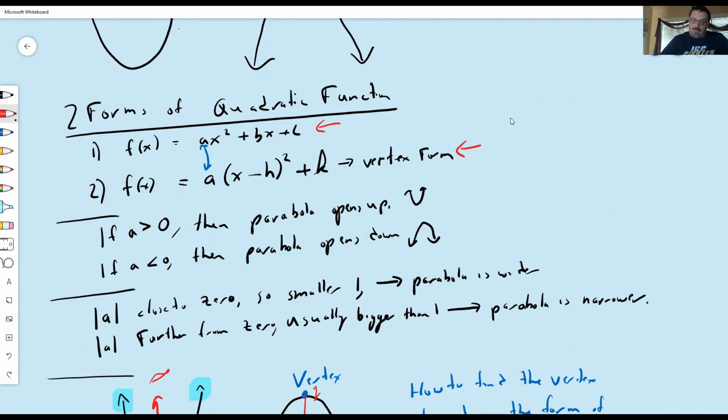And a tells us a lot, right? If a is greater than 0, you're going to open up. If a is less than 0, you're going to open down. The absolute value of a tells us, is it narrower or wider? In general, if a is closer to 0, it's going to be a wider parabola because the y value is growing very slowly. If the absolute value of a is large, usually bigger than 1, it's going to be very narrow because the y value is growing faster. So each time you change the x value, it's going to go up or down much faster.